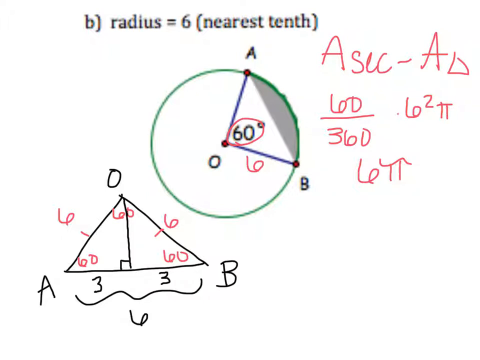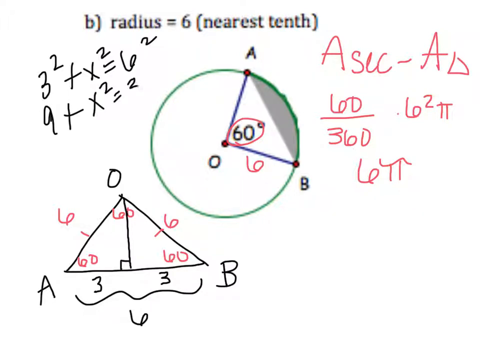So now I can do one of two things. I can do the Pythagorean theorem, or I can do some SOHCAHTOA. I'm going to do the Pythagorean theorem first and do 3 squared plus x squared equals 6 squared. And then if I reduce this, it's going to be 3 root 3. All right, so that's the height. So this is a lot of work here. So that's the height of that.